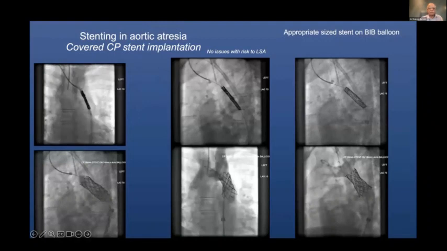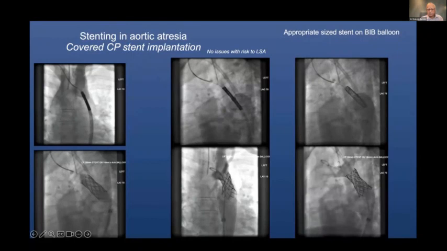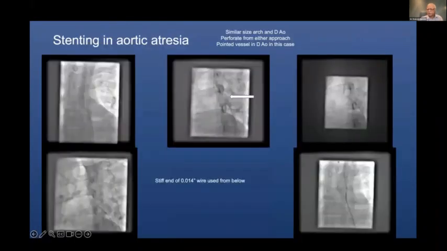Once that is in place, then of course you carry on with implanting a covered stent, in this case a covered CP stent. Again, there's no issue with the left subclavian artery, so a BiB balloon is used, and there is the final inflation and the final angiograms showing a very good result.